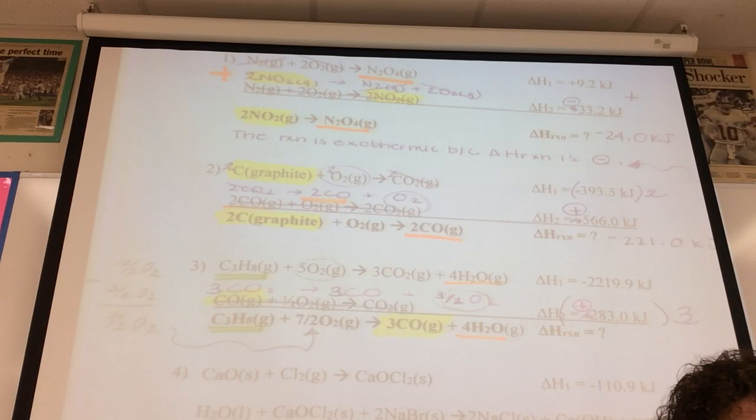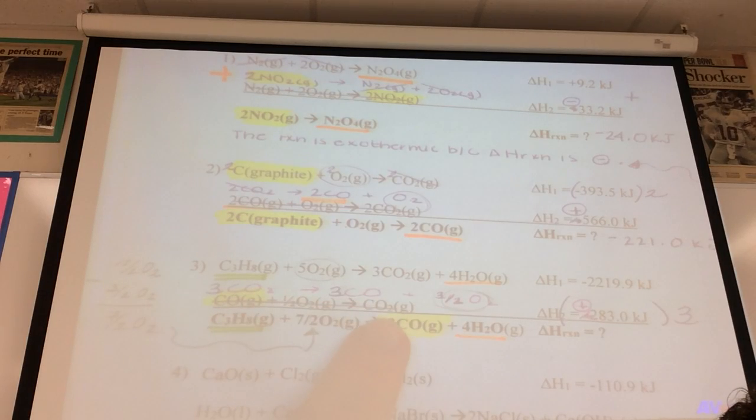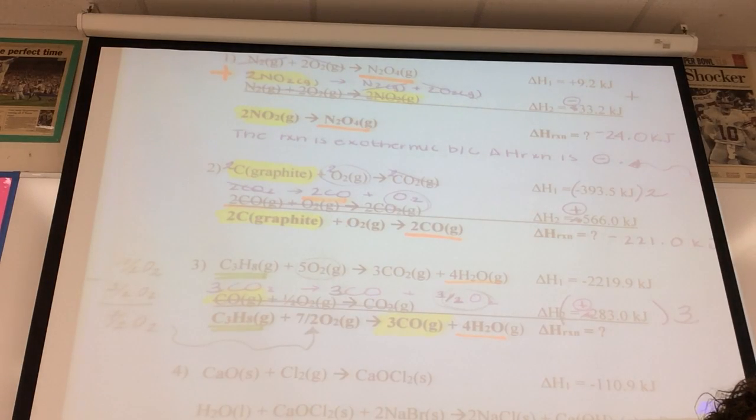Can we pause for a sec? How come delta H of the second equation becomes positive? Because we flipped the equation around. The carbon dioxide that was in the product went to the reactant in order to get the carbon monoxide into the product. So when you flip it, change the sign? Change the sign. And when you multiply it, you multiply it as well.